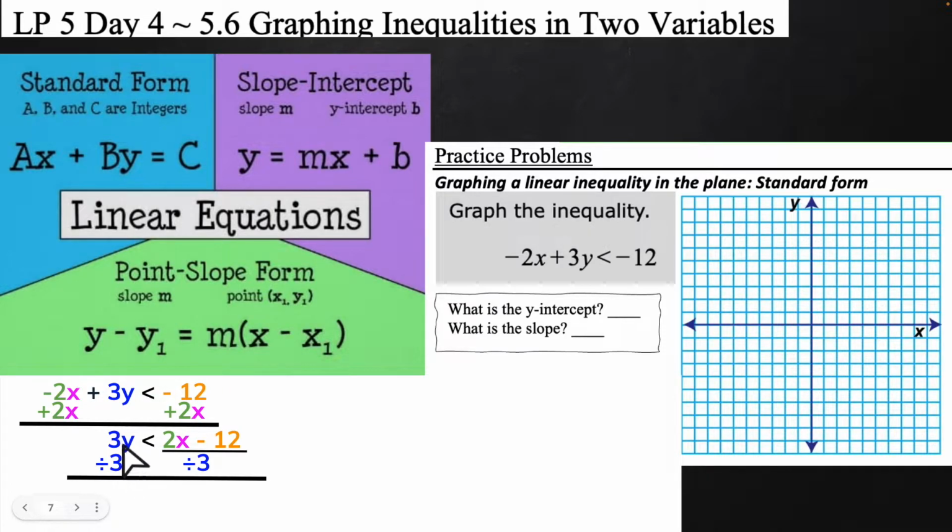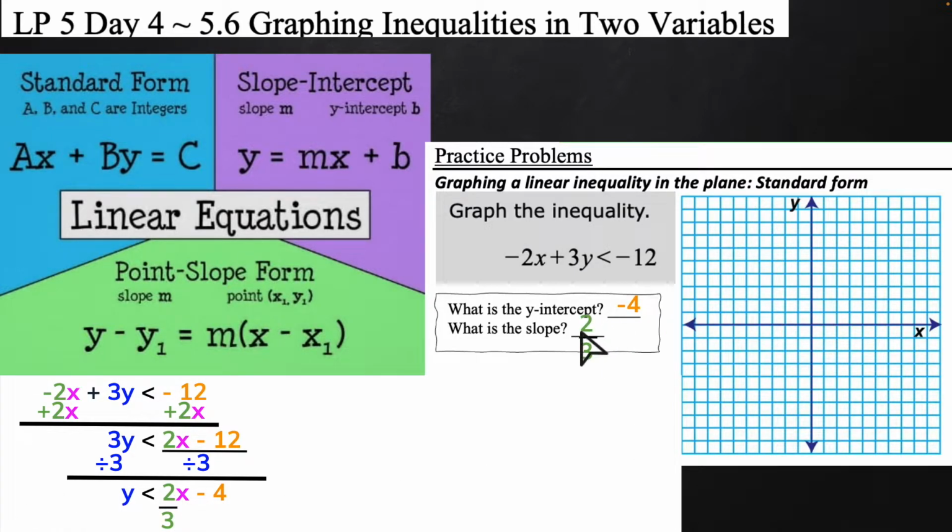So now the 3's cancel and I have y is less than 2/3 x because 2 gets divided by 3. 12 also gets divided by 3. So be careful about that. That's probably the biggest thing I see forgotten, is that students divide the first part but not the second part. So we get minus 4 here because 12 divided by 3 is 4. Alright, so now I have my y-intercept. That's negative 4, so I put that over here. And then my slope, well, that's going to be the 2/3. So there it is right there.